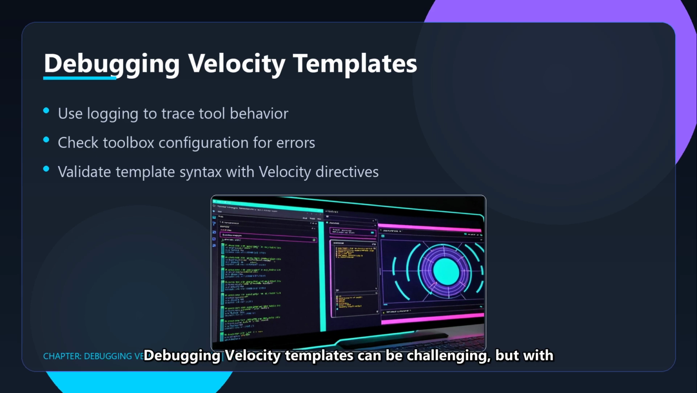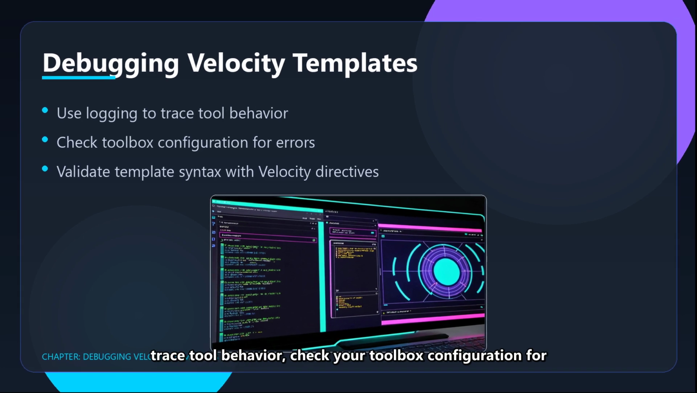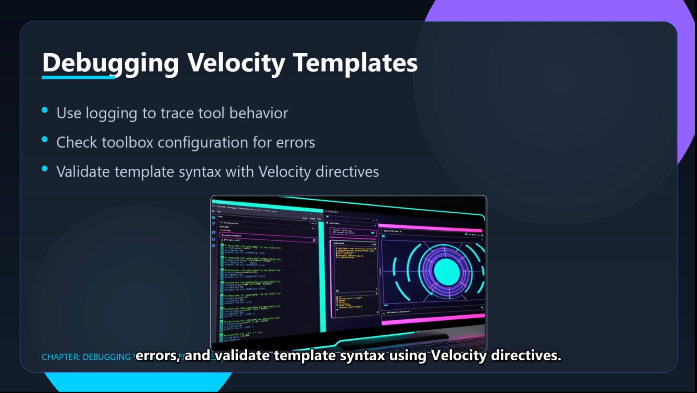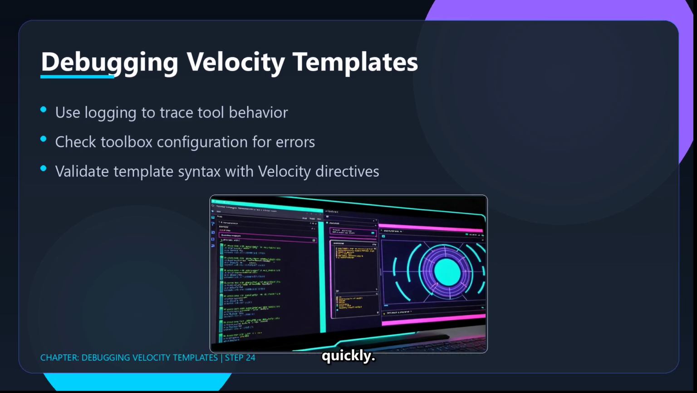Debugging Velocity templates can be challenging, but with the right approach, it's manageable. Use logging to trace tool behavior, check your toolbox configuration for errors, and validate template syntax using Velocity directives. These techniques help you identify and resolve issues quickly.